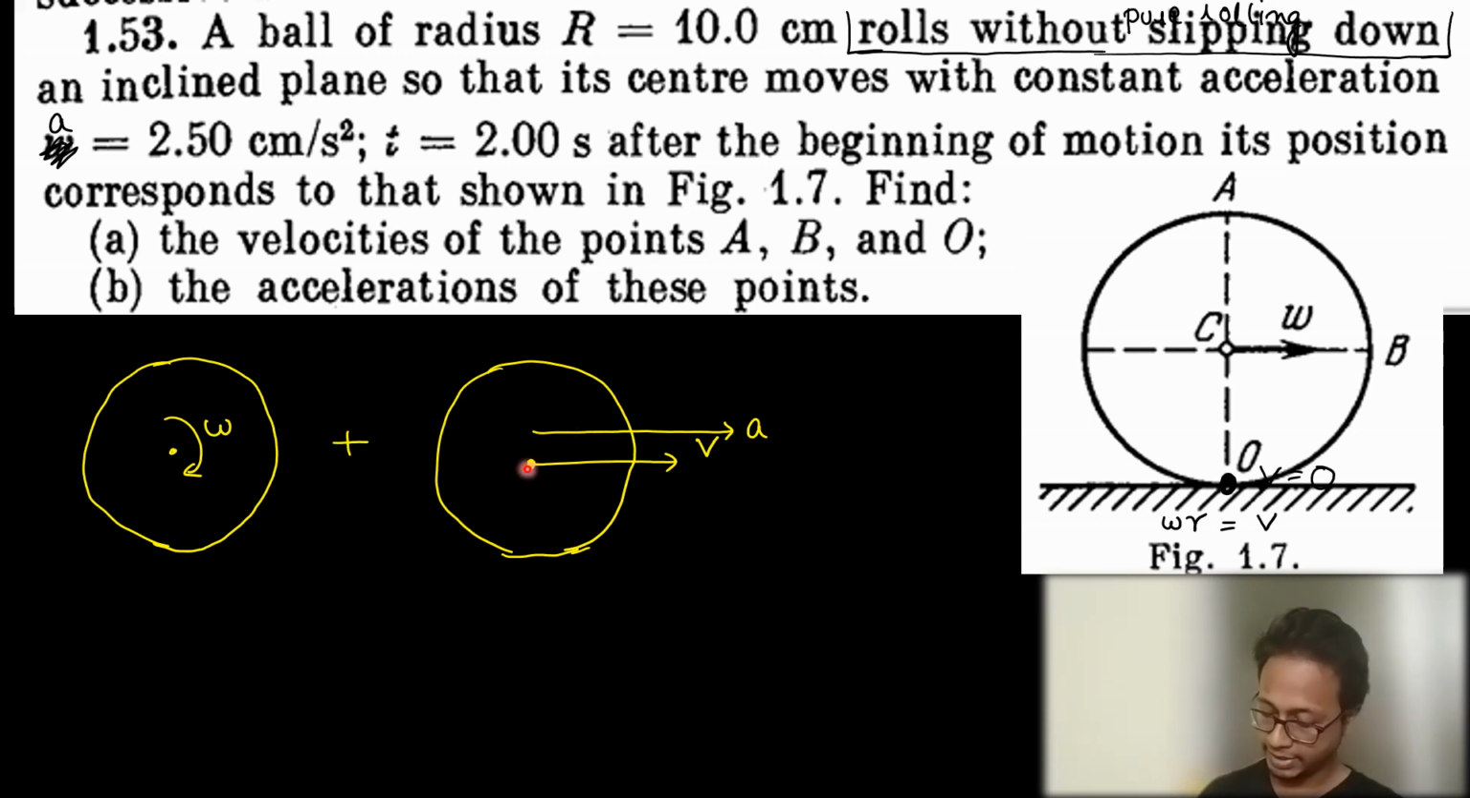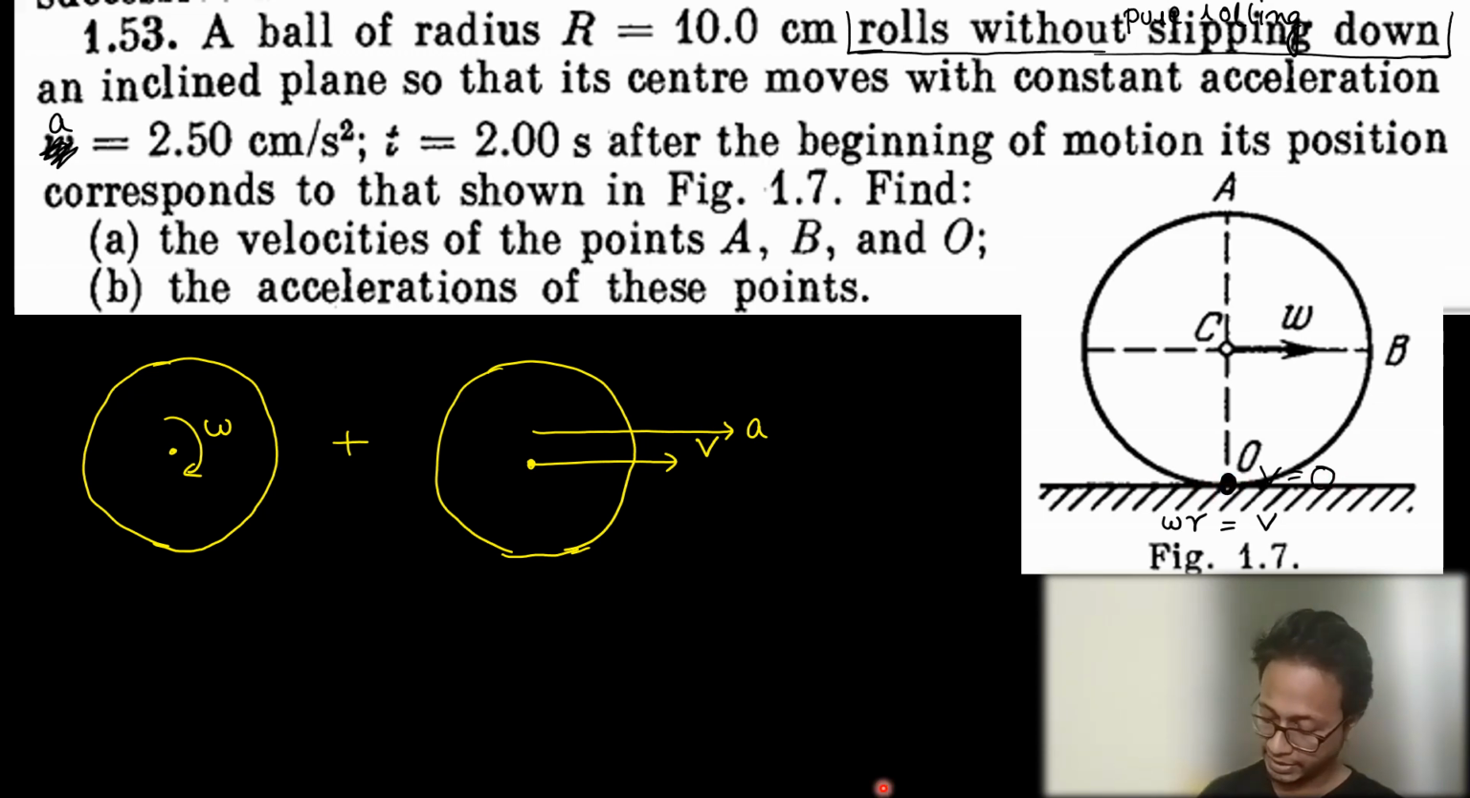If this point has acceleration, that means the velocity is going to increase. If the velocity is going to increase, this parameter of velocity is going to increase. Okay, and rolls without slipping. That means at any instant of time, the net effective velocity at this point should be equal to 0. So whatever is the velocity out here, that should be the velocity out here.